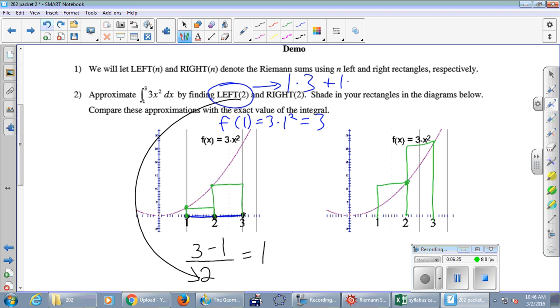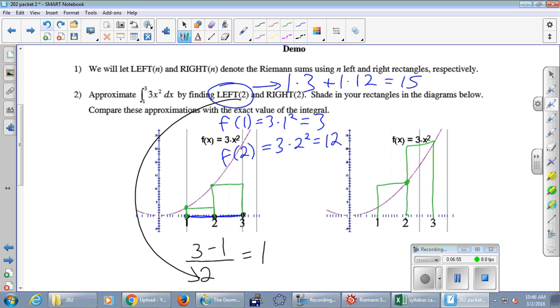plus 1 times, and now what number are we plugging into the function? 2. F of 2 is 3 times 2 squared, which is 12. So 3 plus 12 is 15. That is what we mean by left of 2. Questions on that?